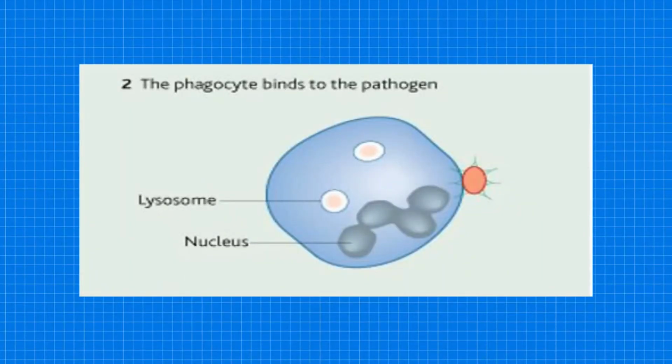And then once the phagocyte catches up with the pathogen, it recognizes the foreign antigen on the pathogen and it binds. So the phagocyte has several receptors on its cell surface membrane that recognize and then attach to the surface of the pathogen, the foreign antigens on the pathogen.